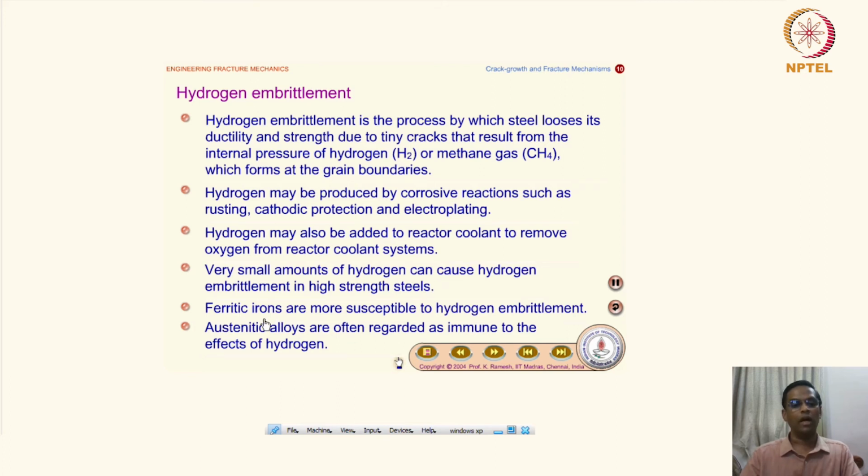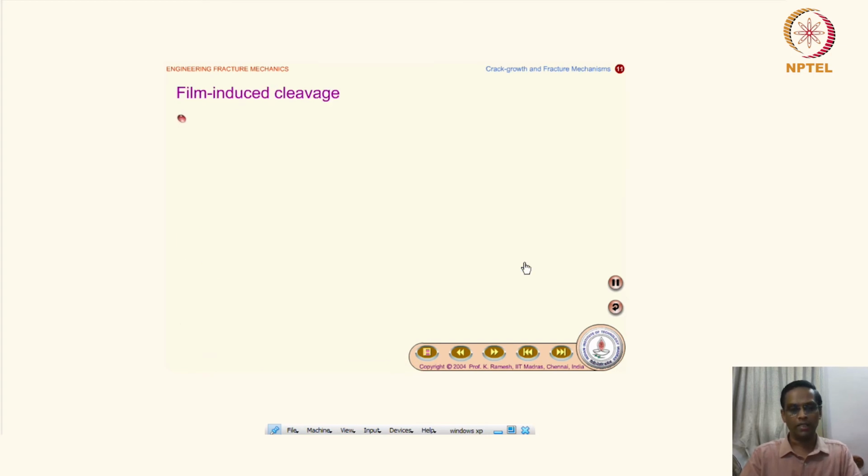Ferritic irons are more susceptible to hydrogen embrittlement. Austenitic alloys are often regarded as immune to the effect of hydrogen. So this is one aspect of hydrogen embrittlement. But there are several aspects to it, but we are briefly discussing it here as a mechanism of crack growth.